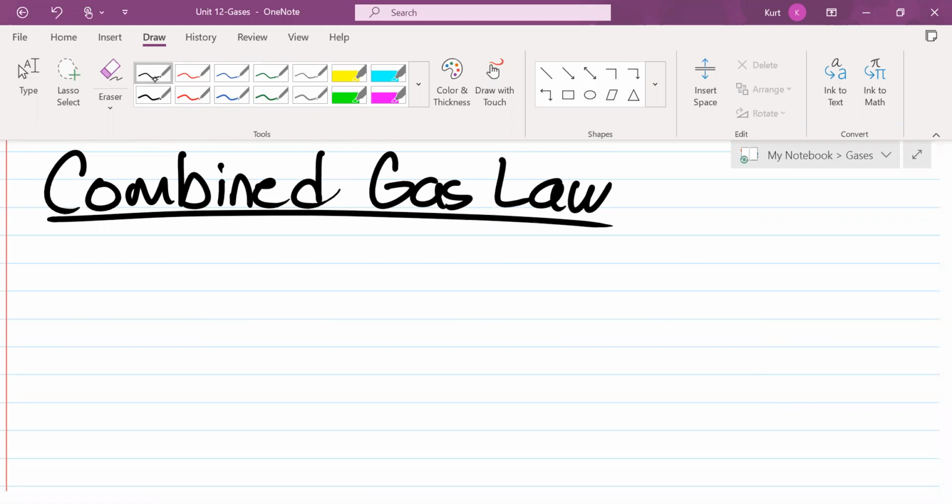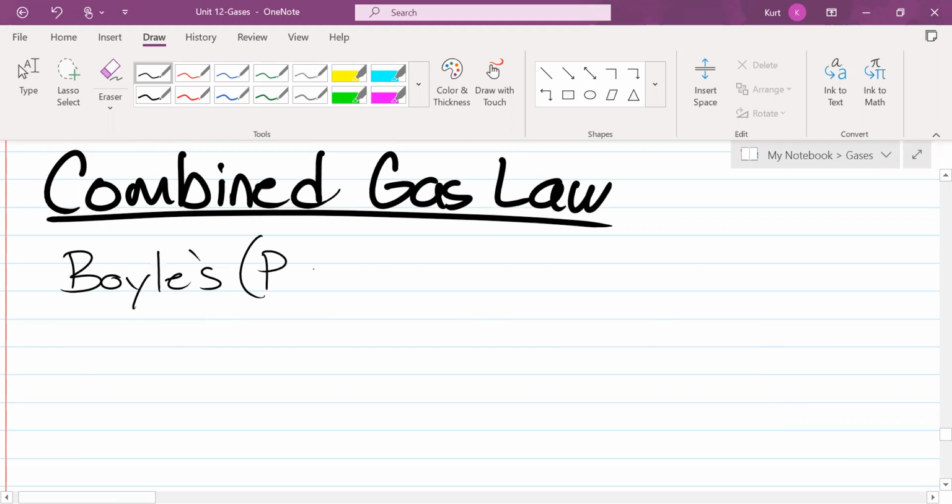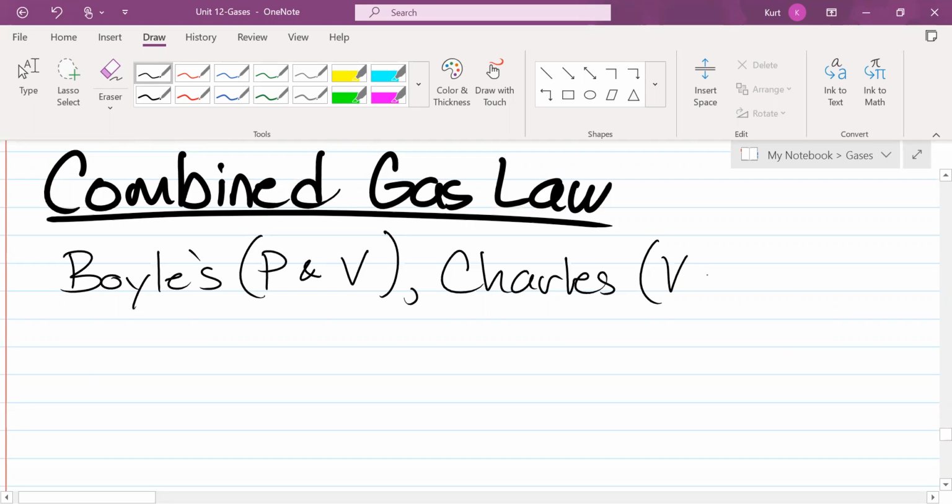This law is Boyle's law. Jade, what two factors of a gas are focused on in Boyle's law? Charles' law. Max, what two factors of a gas are discussed in Charles' law? Temperature. And Gay-Lussac's law. Derek, what two factors are discussed in Gay-Lussac's law?